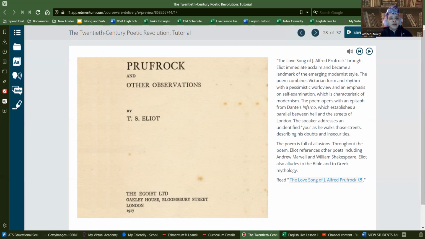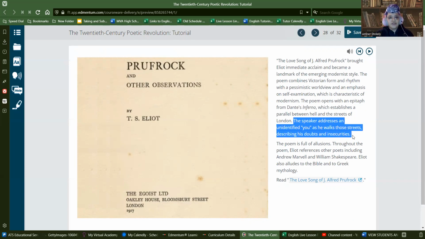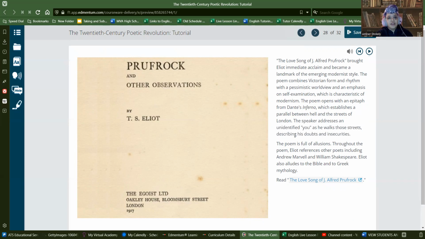And another important thing here is that this poem is in second person POV. So it addresses and identifies you as he walks those streets, describing doubts and insecurities. The poem is full of allusions, so there's other ones.